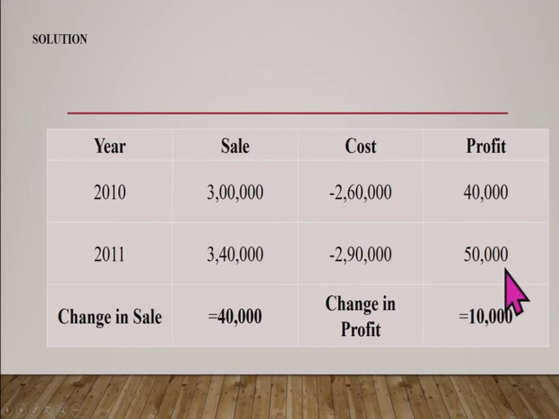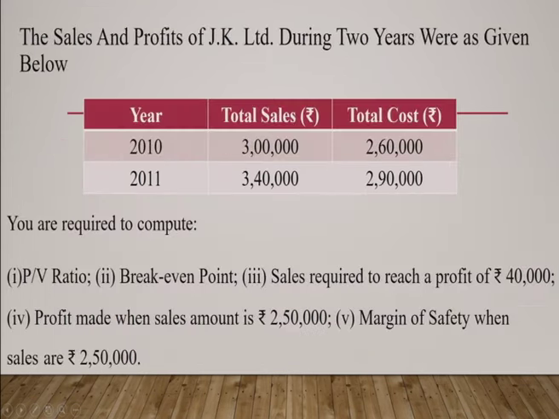So, next problem. Sometimes they will give the year, sales and cost. That time we have to calculate the profit. Instead of giving the profit, they will give year, sales and cost, and then we have to calculate profit. If you observe this problem, the sales and costs of JK Limited during the 2 years are given below. Sales they gave, total cost also they gave. Actually, profit they did not give. When they give the sales and cost, we have to find out the profit.